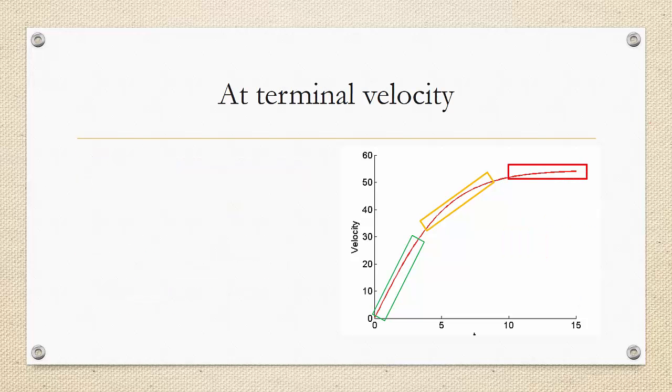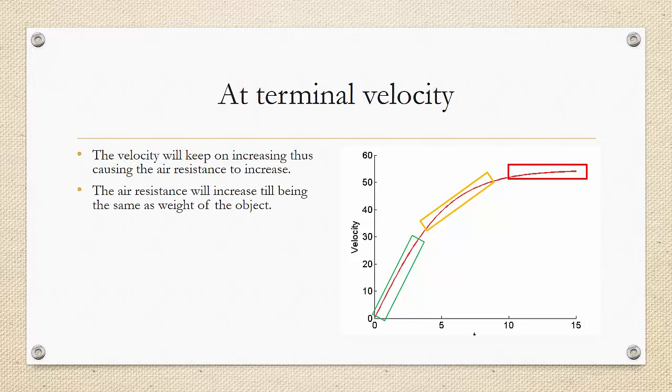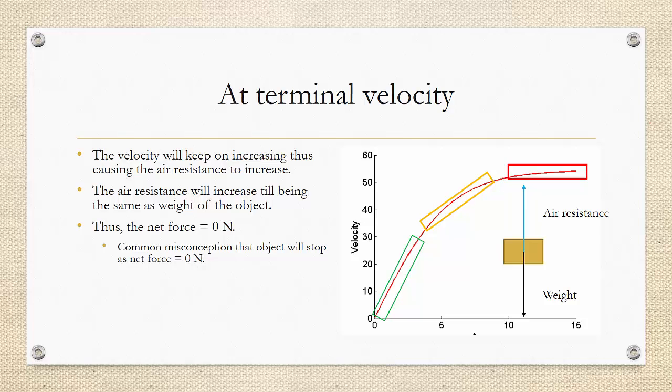Okay, at terminal velocity, the velocity was still increasing, causing the air resistance to increase. The air resistance will increase until it is the same as the weight of the object. So you find that the blue arrow, the force, will increase until the air resistance is exactly the same as the weight. So the net force in this case is 0.